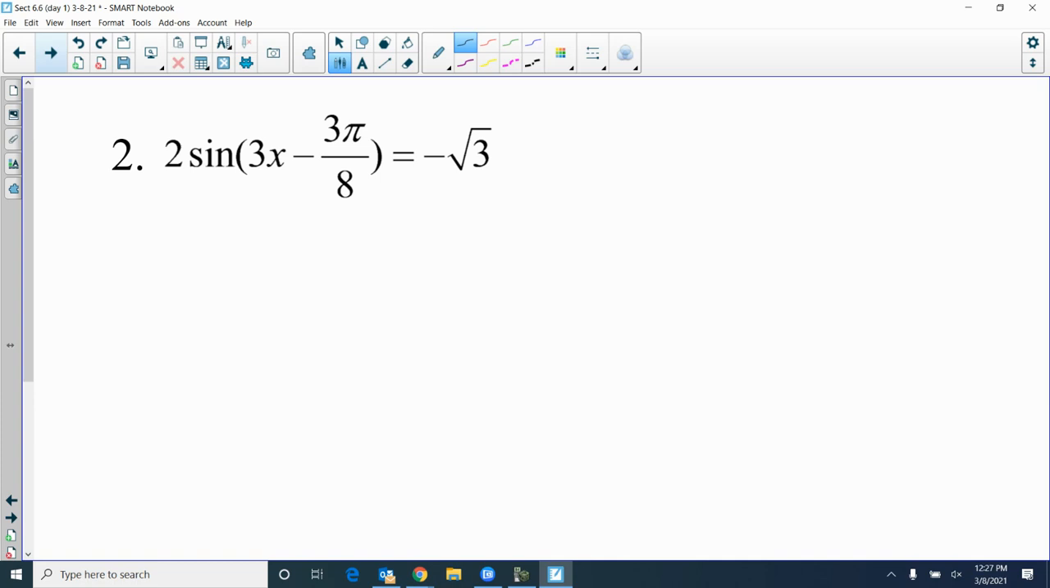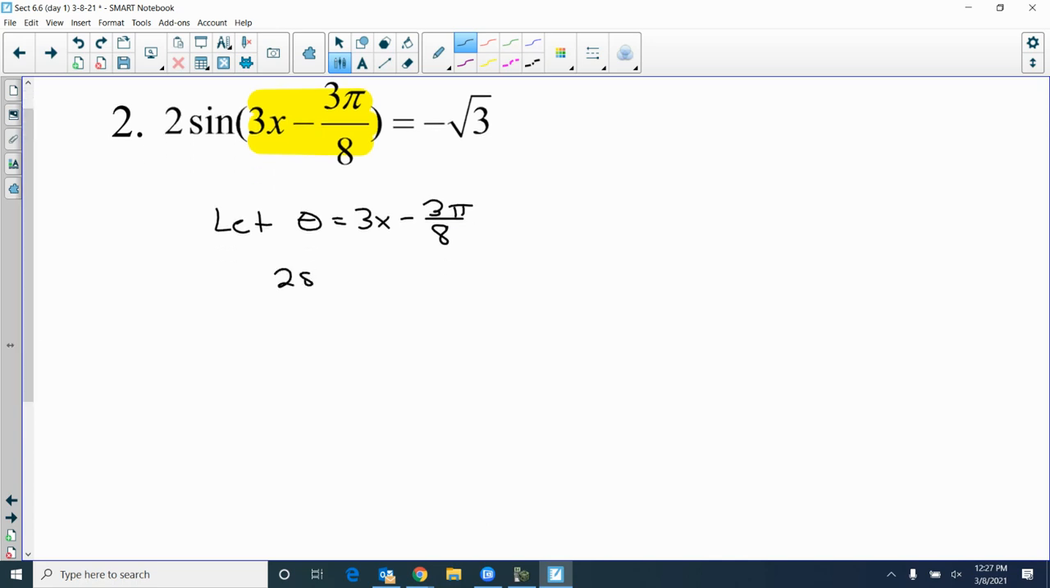All right, 2 sine 3x minus 3 pi over 8. We're taking the sine of something other than an x, so I'm going to use a substitution. I'm going to let theta equal 3x minus 3 pi over 8. And then I'm going to take 2 sine of theta equals negative square root of 3. Sine of theta equals negative square root of 3 over 2.